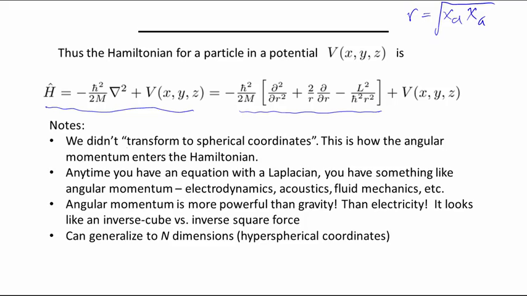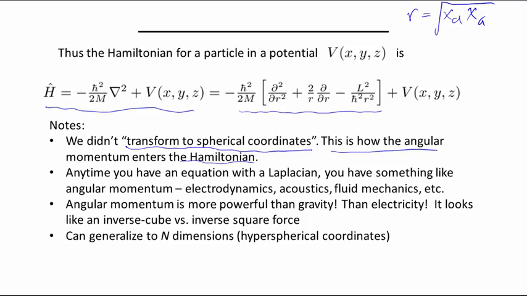We didn't actually transform to spherical coordinates, but there's a very natural development of the expression of the kinetic energy, the square of the angular momentum operator, which brings us to this form where the kinetic energy is now expressed naturally in spherical polar coordinates, with L being an operator that acts in those coordinates. So that's how angular momentum enters the Hamiltonian.